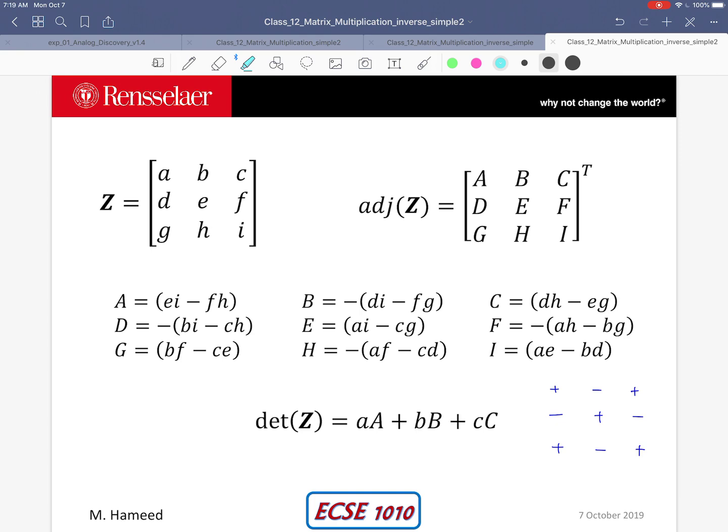So for example, if I wanted to find out cofactor capital A, then I would go to its corresponding row and column, and I would essentially hide row 1 column 1 because A is in row 1 column 1. And then I'm going to find capital A as the determinant of all the other elements, or the submatrix. In this case, the submatrix is essentially E, F, H, I, and the determinant of that is simply E times I minus F times H, which is written up over here.